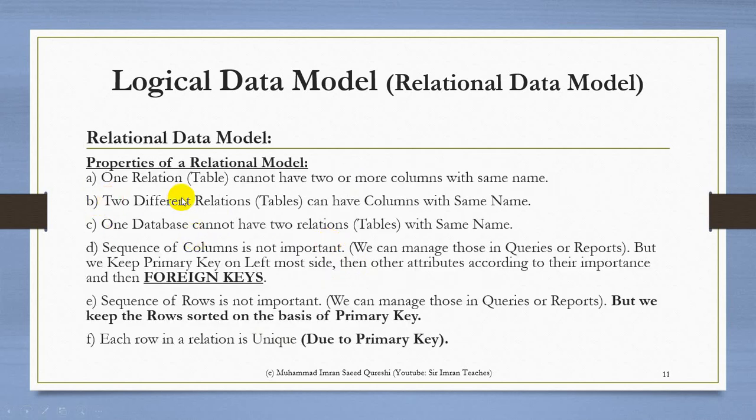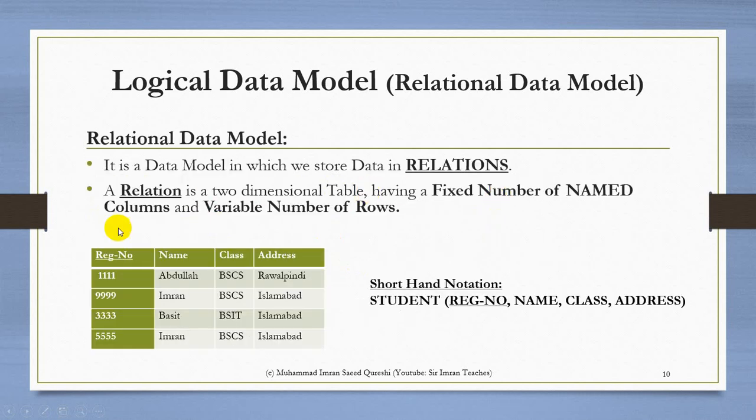Then two different relations can have columns with the same name. Another thing, if I have one table here, the student table, and another one here, the teacher's table.